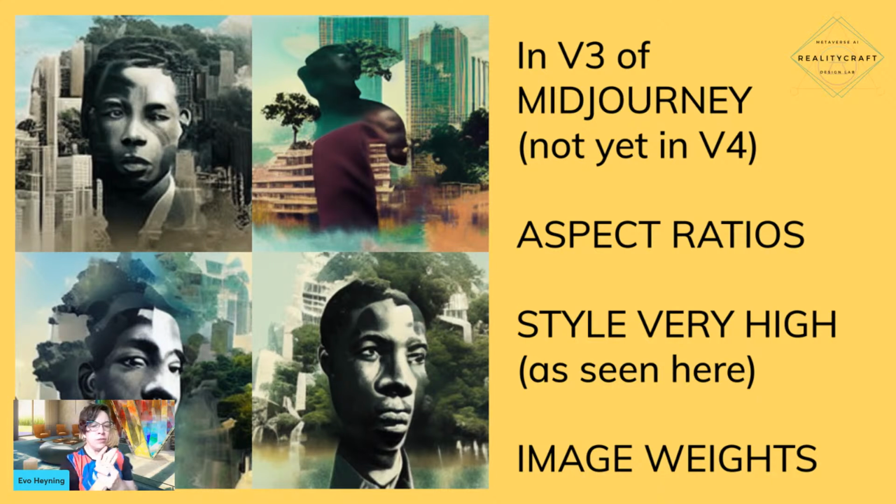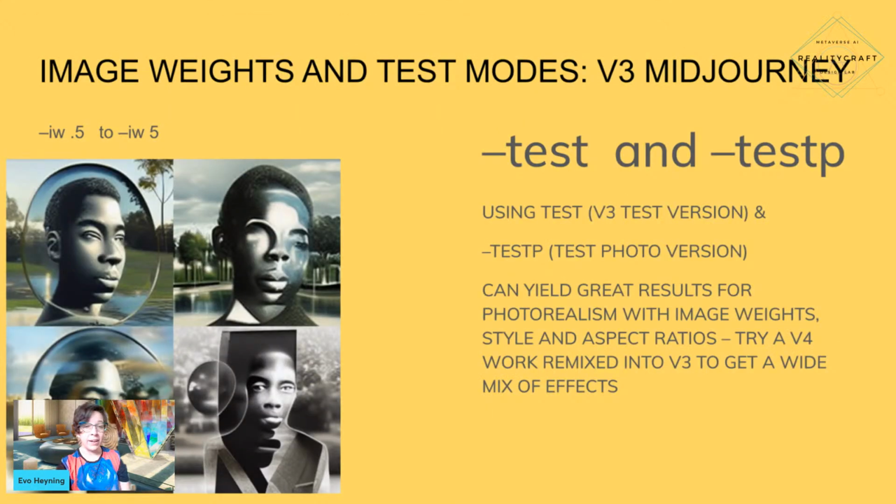Right now, those parameters are not as informative and fluid as they could be. V4 is going to give you better outputs on some things, and you might want to try other tools like MJ Test Photo if you're in Midjourney. So test and test P, test photo mode.